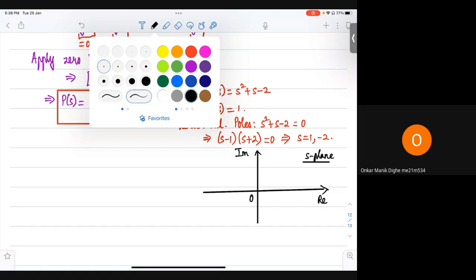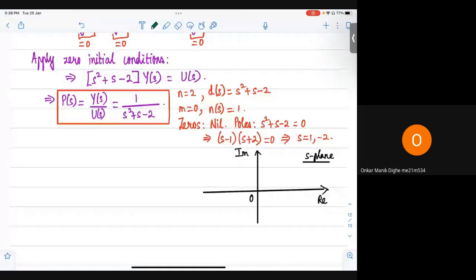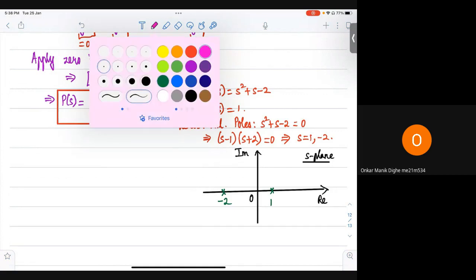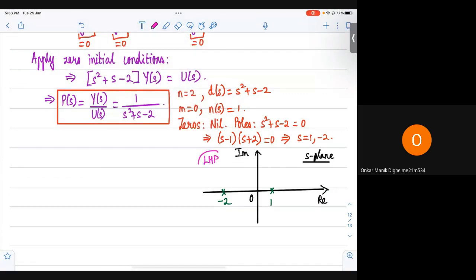Now, if I use the cross marks to denote the poles and zeros, we have one pole at -2 and one pole at 1. Please remember, the half plane to the left of the imaginary axis is the LHP, and the half plane to the right of the imaginary axis is called the right half plane. So we can immediately observe that one pole lies in the right half plane. This is a very important difference compared to the previous example.